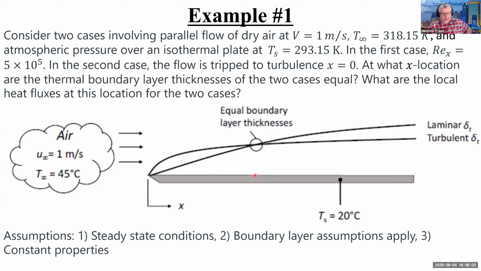Okay, so a couple of assumptions which are common for these types of problems. First is we're going to assume steady state conditions. Then we're going to assume this is a boundary layer, right? All the action happens in the boundary layer, so the boundary layer assumptions apply. And then third is that we're going to have constant properties, right? So we're not going to change properties inside the boundary layer.